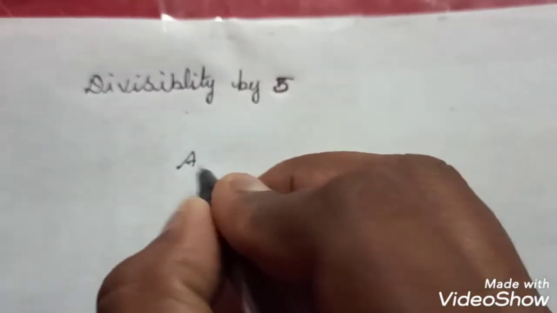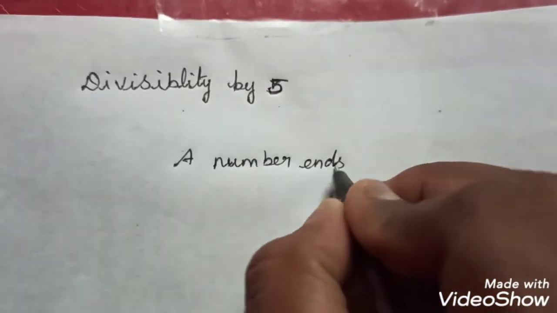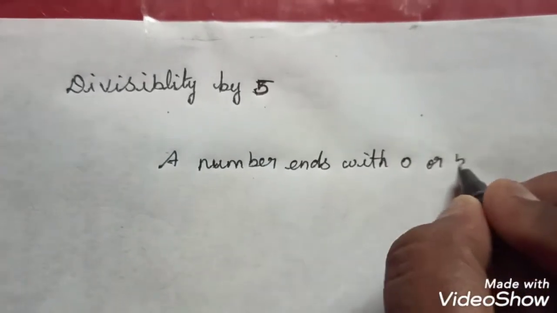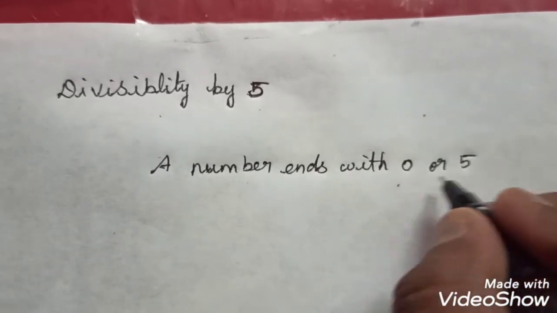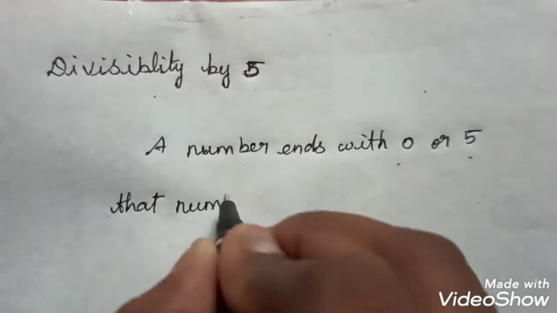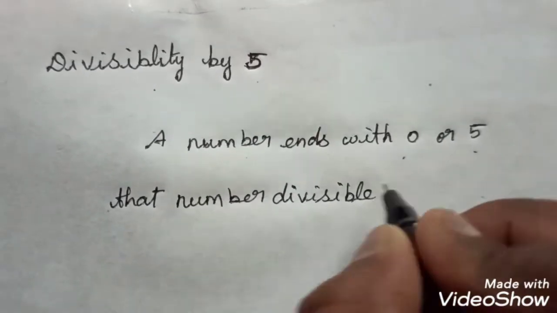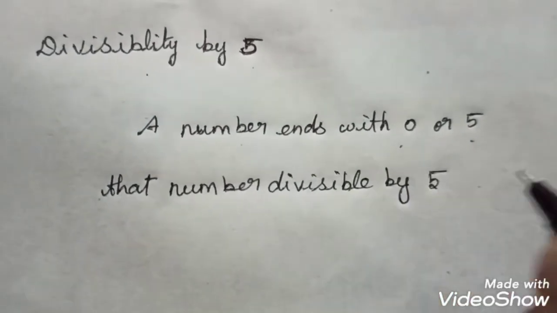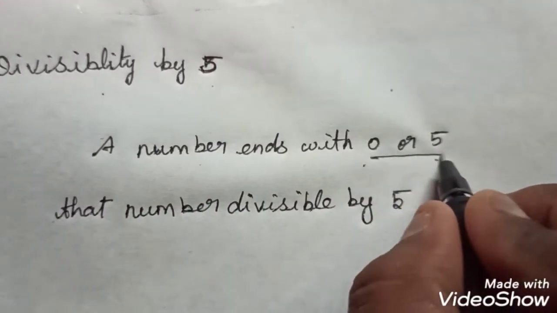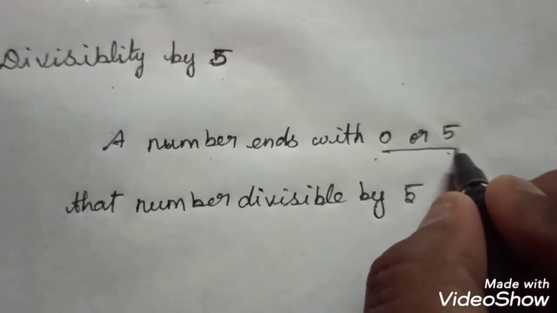Here, if a number ends with 0 or 5, that number is divisible by 5. That means the unit digit of the number is either 0 or 5, because one of these digits is present in the unit place.